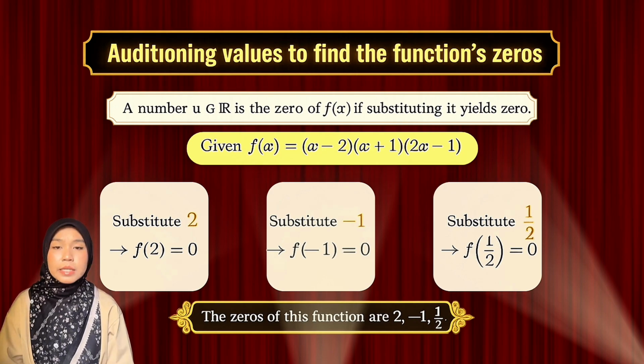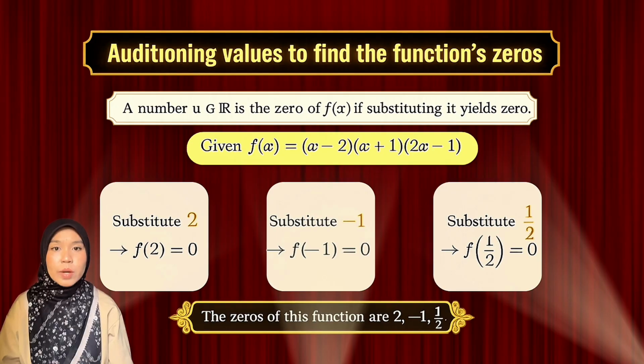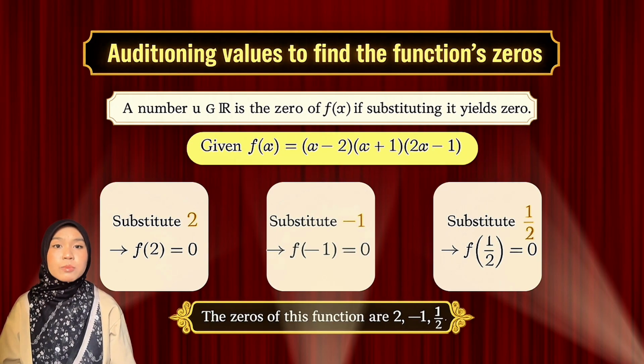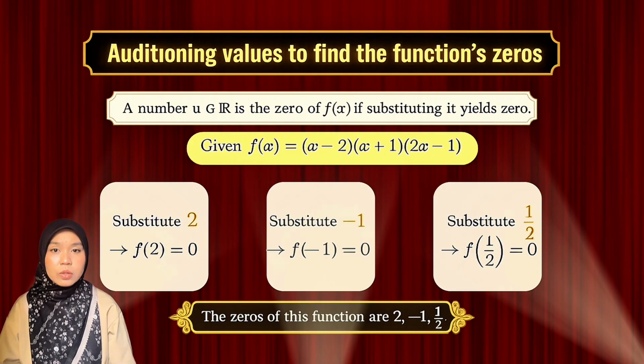For example, given f(x) equal to (x minus 2)(x plus 1)(2x plus 1). If you substitute x equal to 2, f(2) becomes 0. If you substitute x equal to negative 1, f(negative 1) becomes 0. And the last one, we substitute x equal to 1 over 2, f(1 over 2) becomes 0. Therefore, the zeros of the function are 2, negative 1, and 1 over 2.